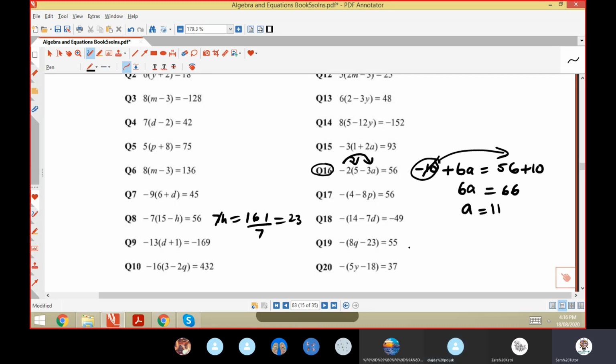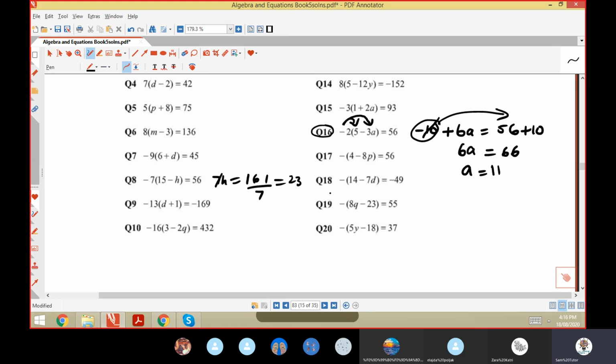Let's make sure. Let's do another one. Question 20. What is in front of the negative? What's in front of the bracket and behind the negative? So what's in between these? 1. A 1. Good. So when I expand this, what's negative 1 times 5y? Negative 5y. Negative 5y, and then negative 1 times negative 18. Negative 18. Oh, just say positive 18. Is it positive or negative?